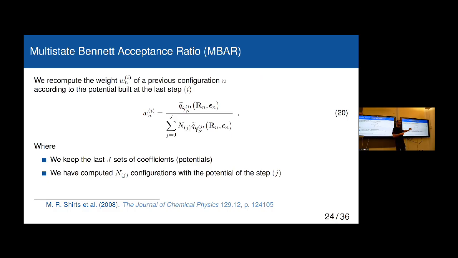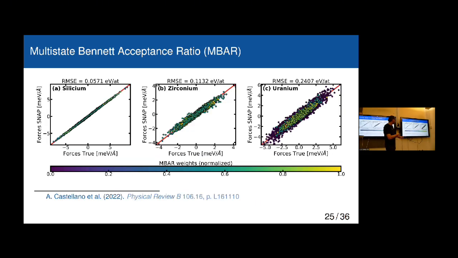And what that does is putting more weights on the most relevant configuration. So if a configuration, in a previous step, we thought that it was very likely, but with the later step, with the better trained potential, it turns out that it's less likely, then the weight will be reduced a bit, and vice versa. And so this is how this is performed.